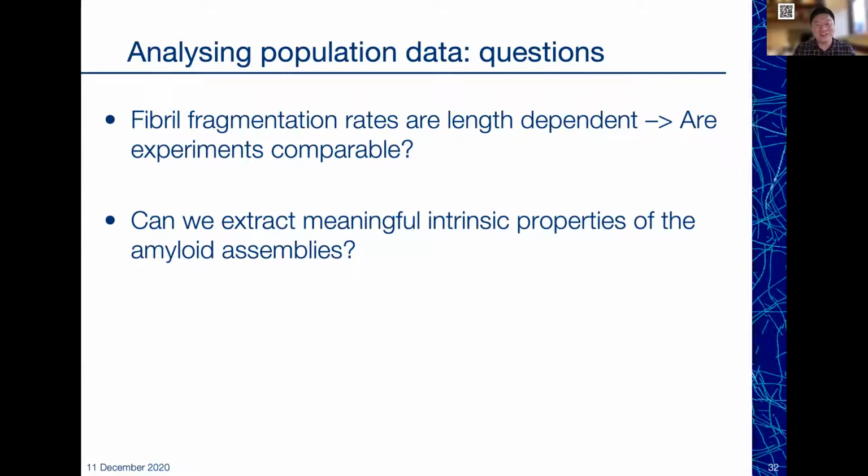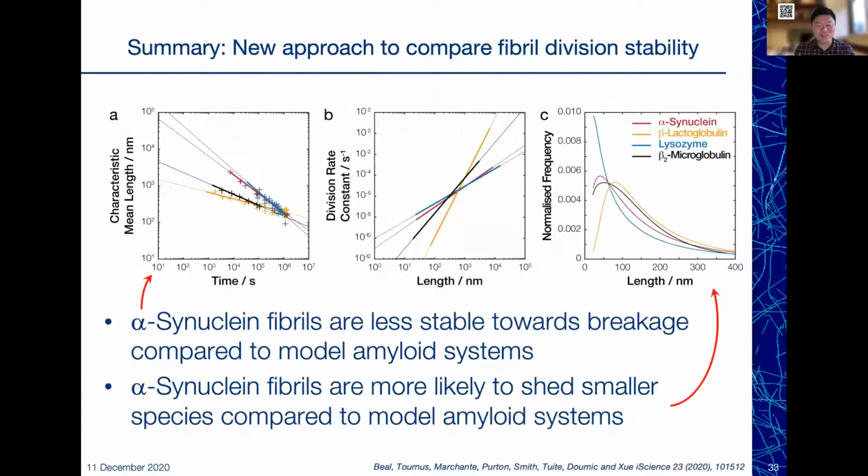And can we extract meaningful intrinsic properties of amyloid assemblies? So the answer is yes. To cut a long story short, the conclusion we got from this is about alpha-synuclein fibrils.